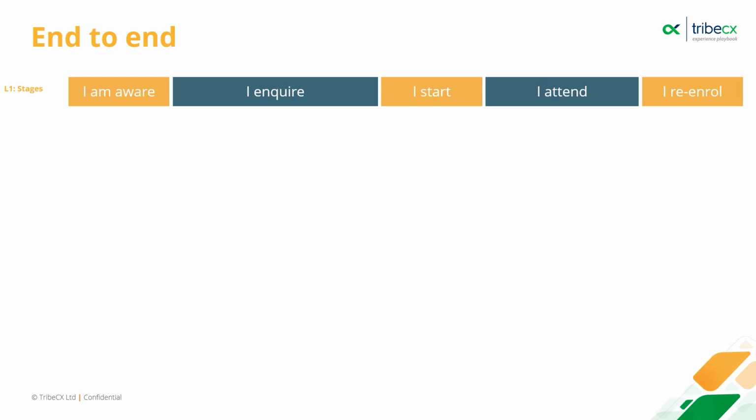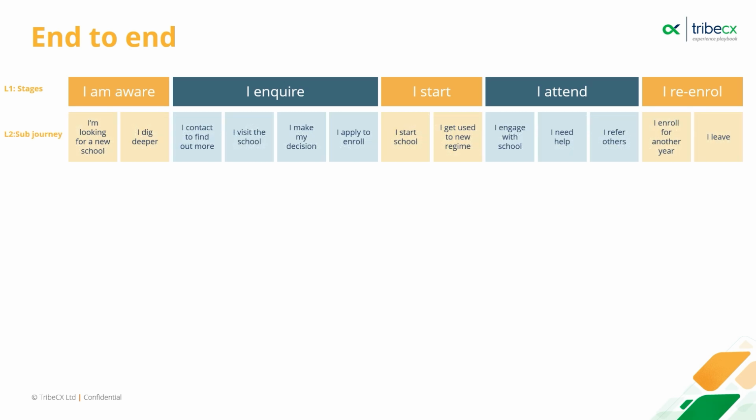There is no right or wrong number of stages, but typically you will have about 4, 5, or 6 stages. If you find yourself with 12, you have too many. And if you have only 2, you have too few. Each of these stages will divide into the next level of detail, which we call sub-journeys.